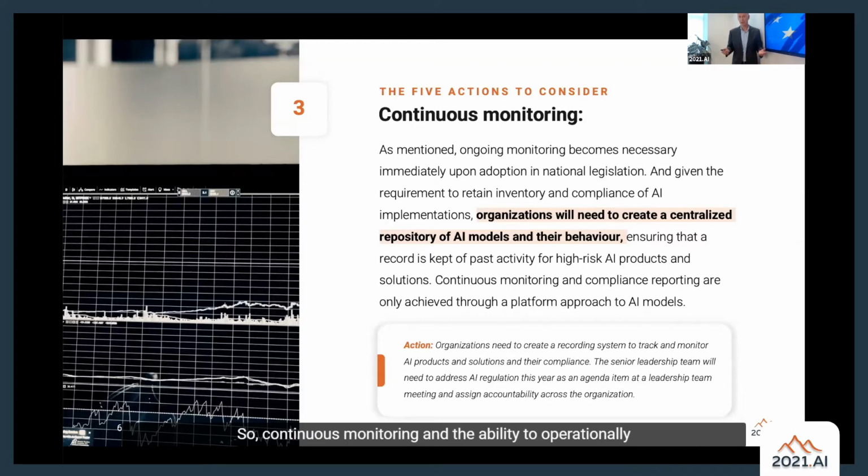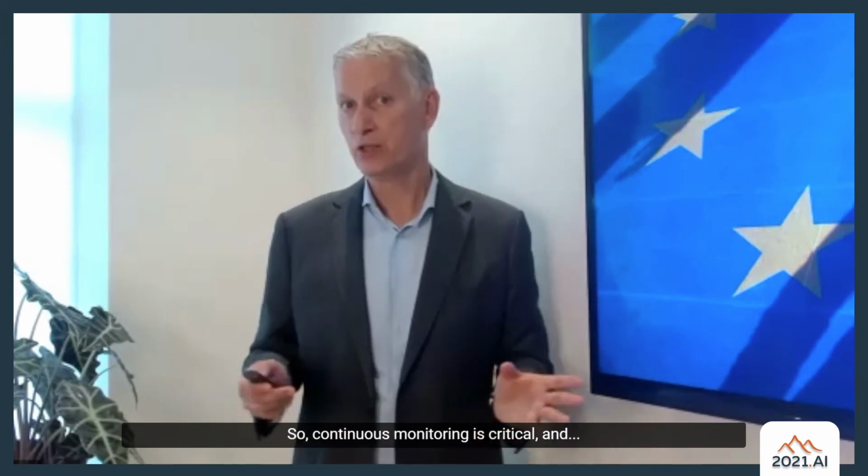So continuous monitoring and the ability to operationally monitor at a central level what happens, the behavior of the models, and the impact of the models become critical for every organization. This is a responsibility that lies with the executive team. You will need to ensure that accountability is assigned somewhere in the organization, at minimum at a coordinating level, and in some instances, possibly at an accountability or responsibility level. So continuous monitoring is critical.